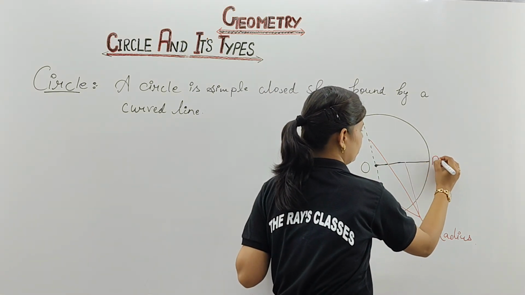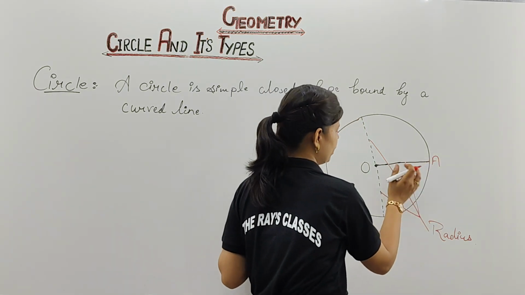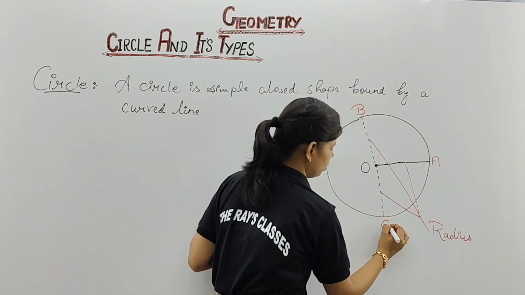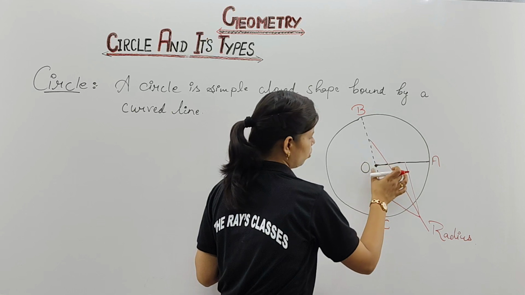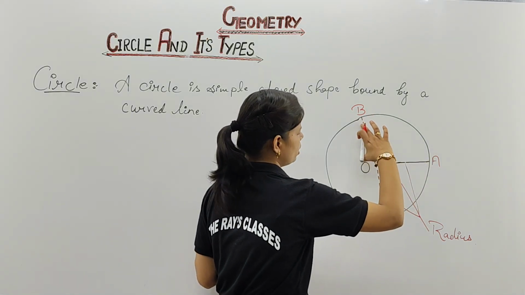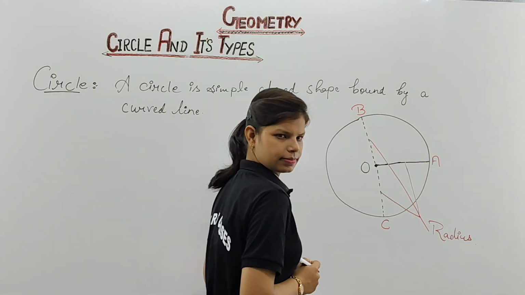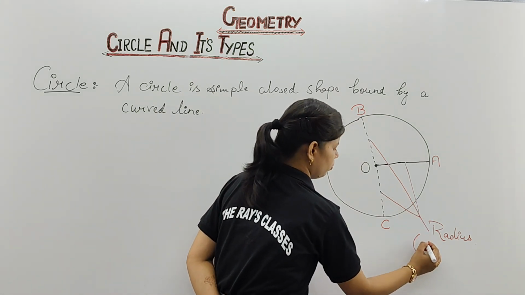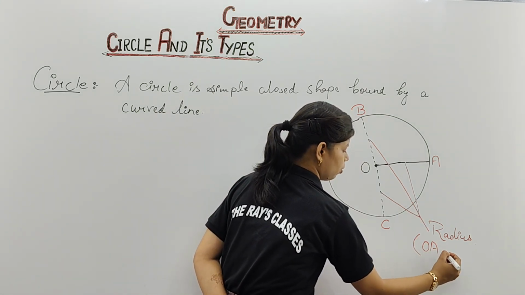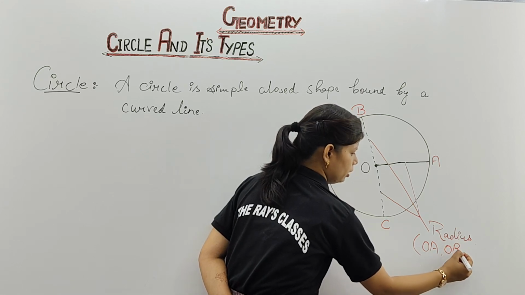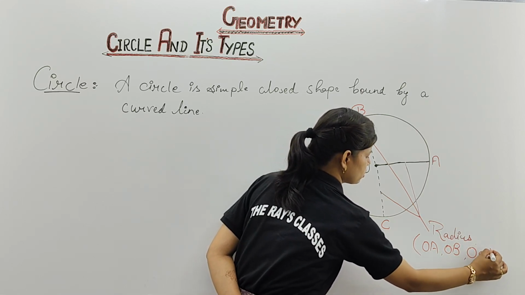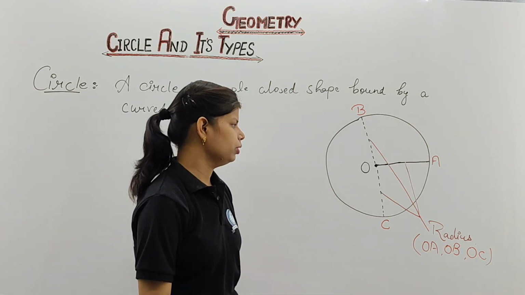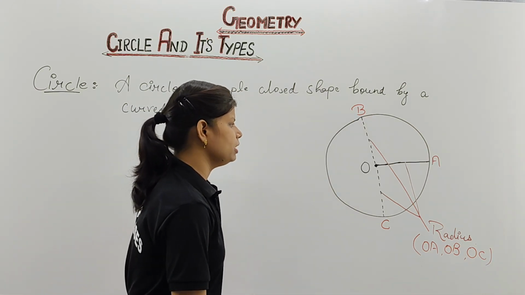Here, this is your point A. That means OA is your radius. This will be your B, and this will be your C. That means OA is your radius, OB is your radius, and OC is your radius. Clear, no? So let's write in short form: OA, OB, OC are called your radius. Understood?